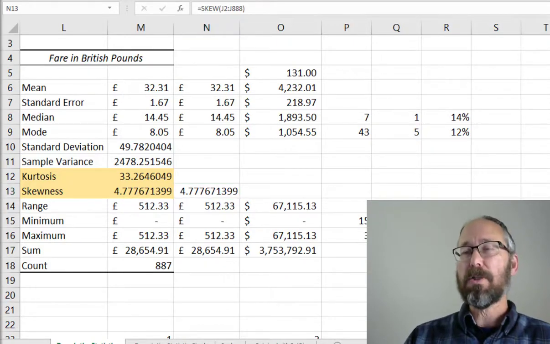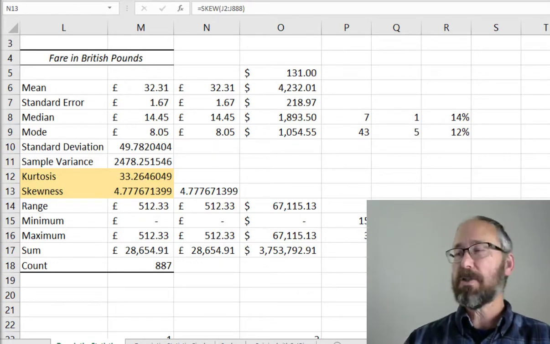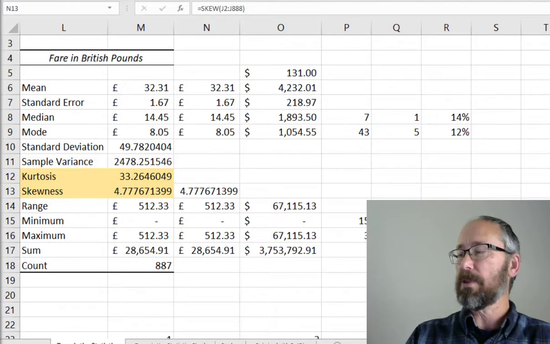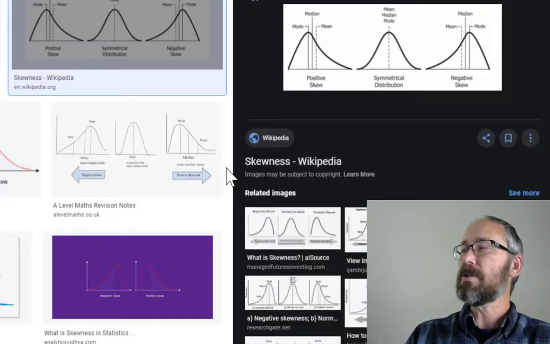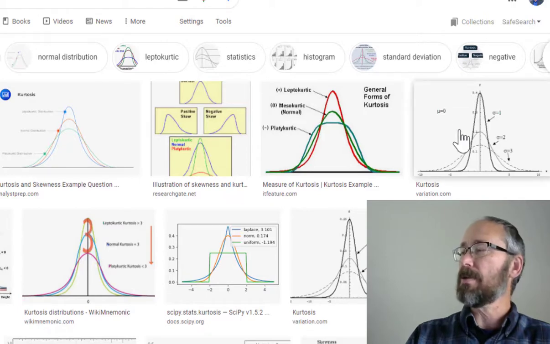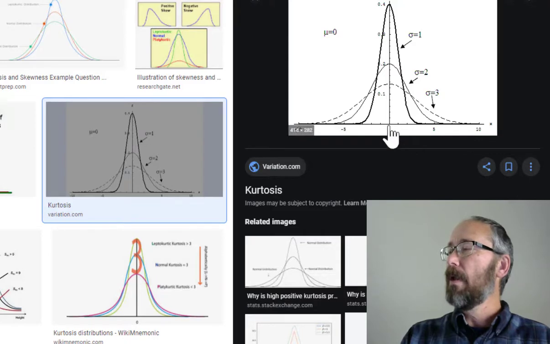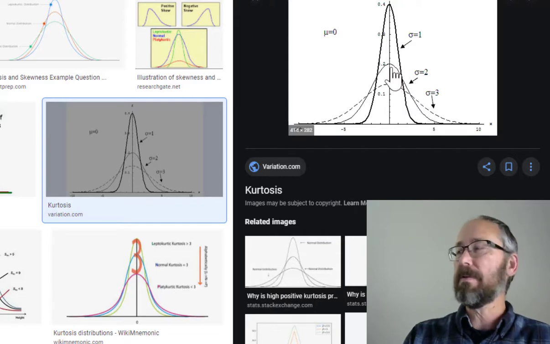So let's talk about kurtosis. Kurtosis is the idea of the flatness or the peak of a distribution. Again, it's helpful to go out and search for these, so I've done that and brought up various images here. I'll select this one. You can see here that we have a normal distribution in the center, kind of a mid-height distribution.